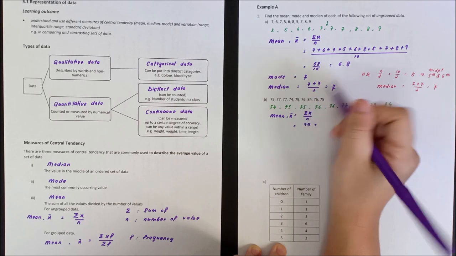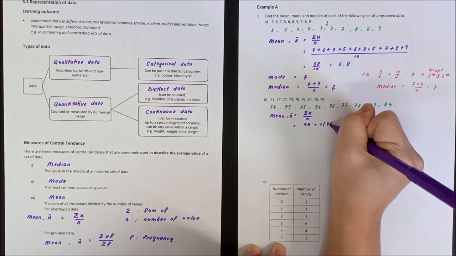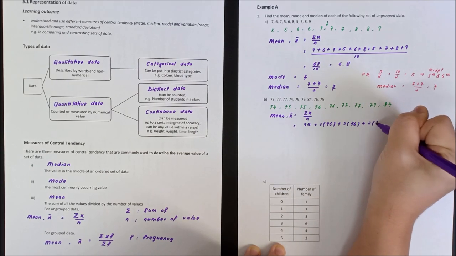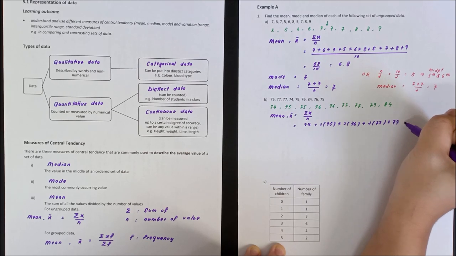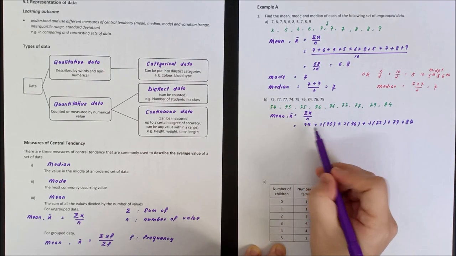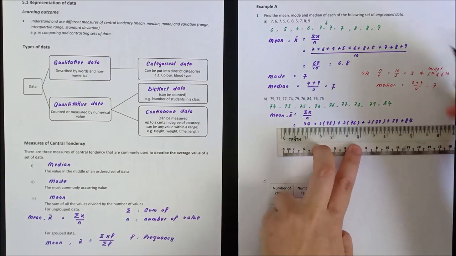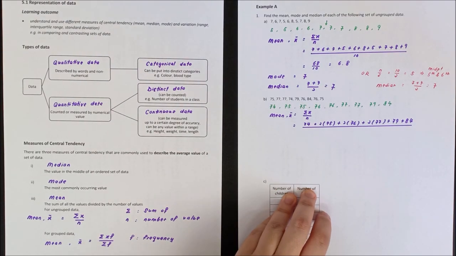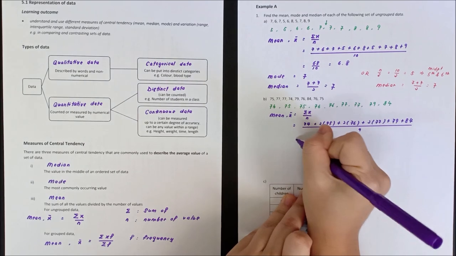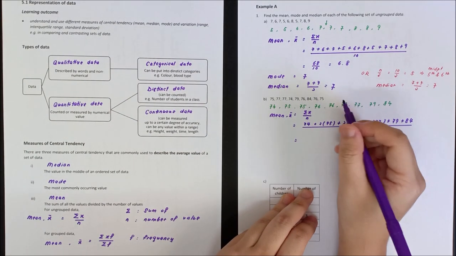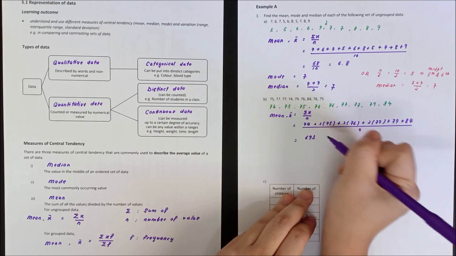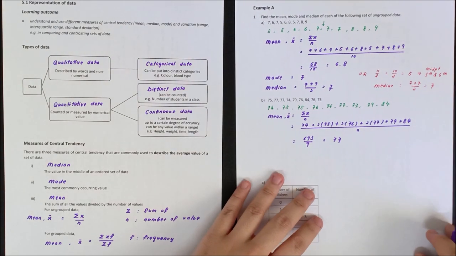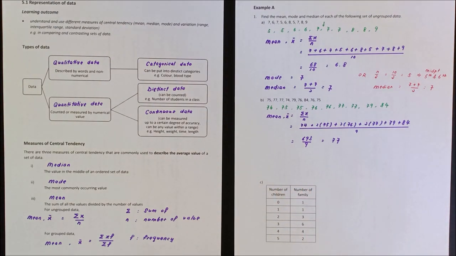So instead of writing 75 plus 75, why not do 2 times 75, and then 2 times 76, and then 2 times 77, and then plus 79 plus 84, then divided by the number that you have, 2, 4, 6, 8, 9. Now use your calculator and you should be getting 693 divided by 9, which gives you a mean of 77. So you get your mean already.